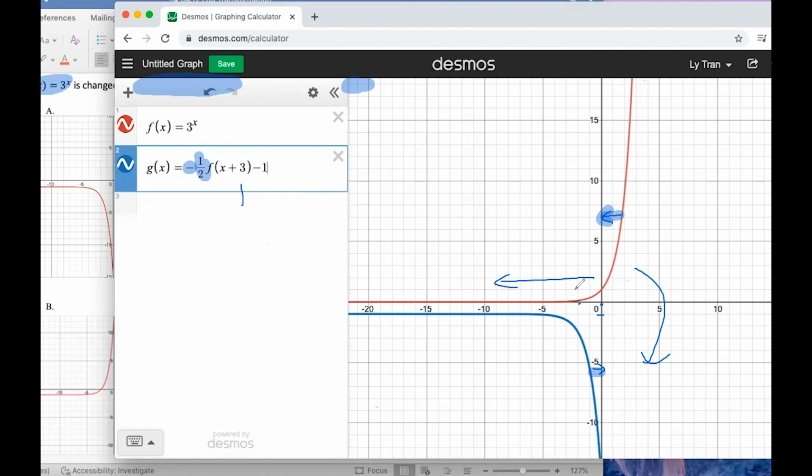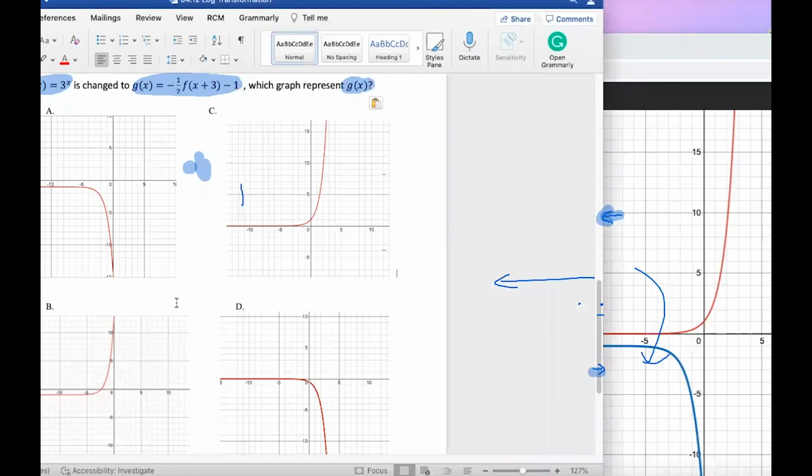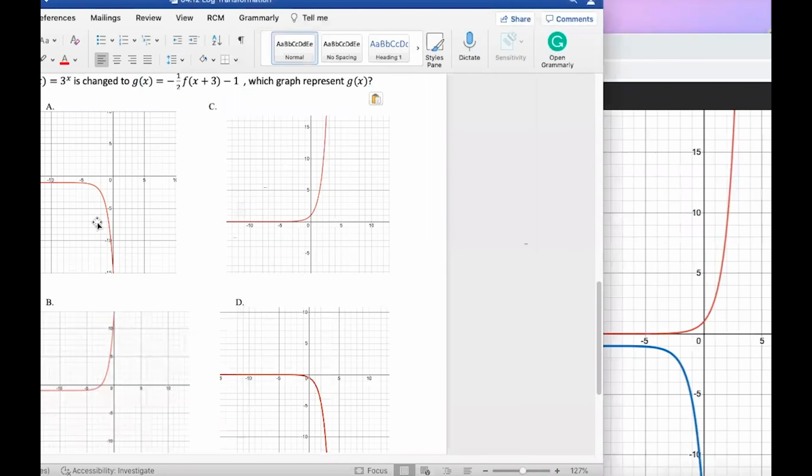So that's telling you the answer. But the main idea is to find the answers in here. Which one is matching that? So what answer choice is giving you this one? The only thing that looks like the blue picture that we have is answer choice A. So that is our answer.